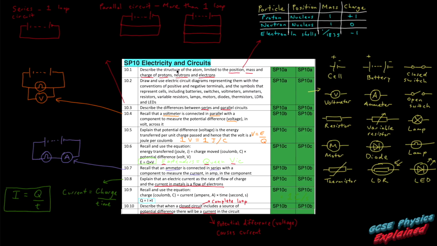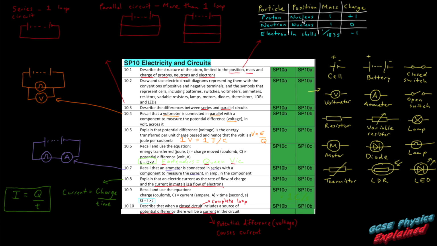SP10, Electricity and Circuits. 10.1. Describe the structure of the atom limited to the position, mass and charge of protons, neutrons and electrons. In other words, you've got to know where each of these particles are in the atom, what their mass is and what their charge is.